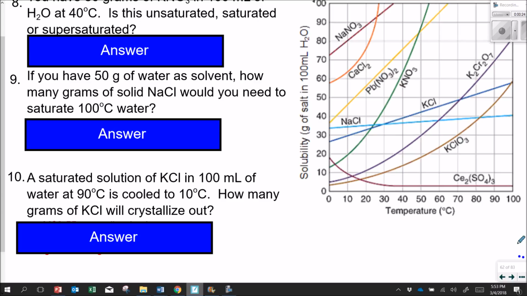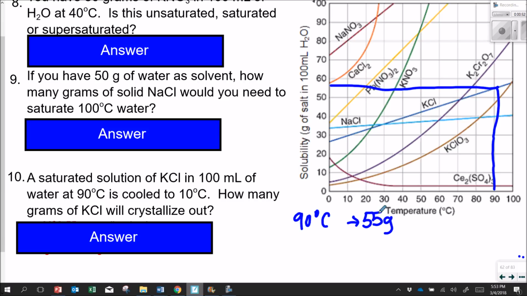A saturated solution of potassium chloride in 100 milliliters of water at 90 degrees Celsius is cooled to 10 degrees Celsius. How many grams of potassium chloride will crystallize out? So I go to 90 degrees Celsius and I find out how much potassium chloride is dissolved. And we have about 55 grams. So at 90 degrees Celsius, I have 55 grams.